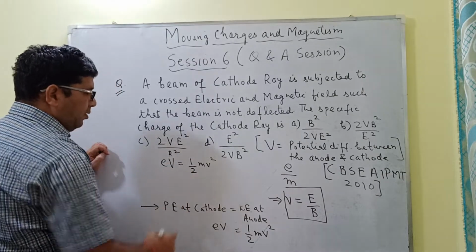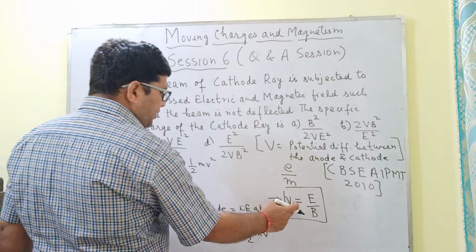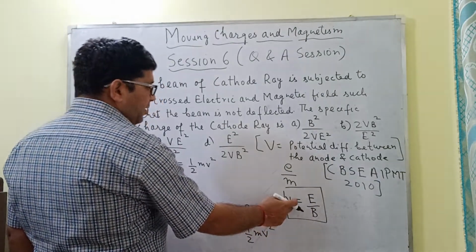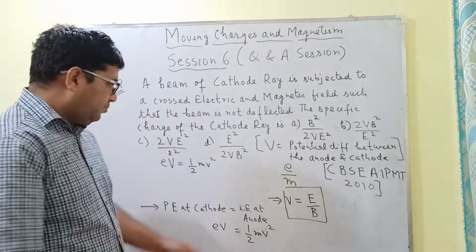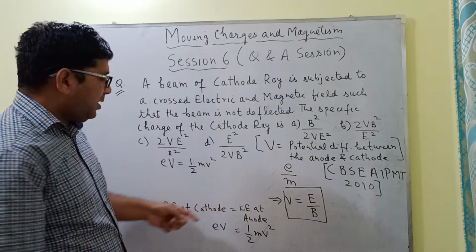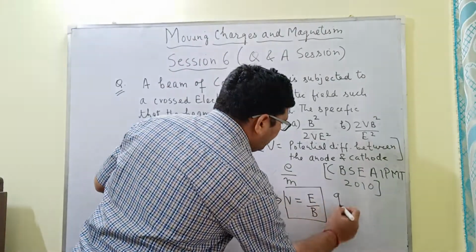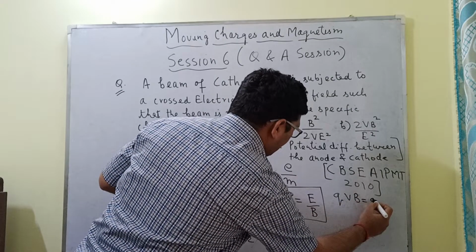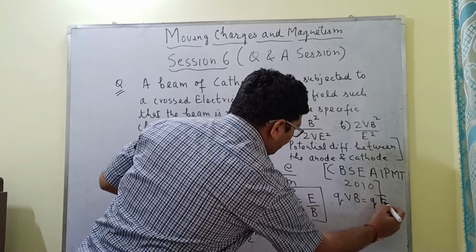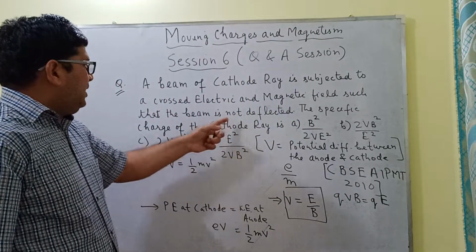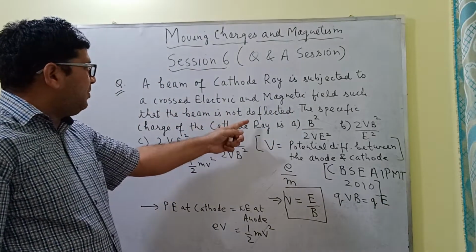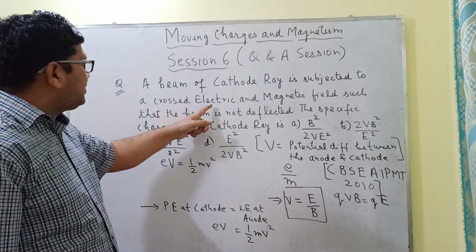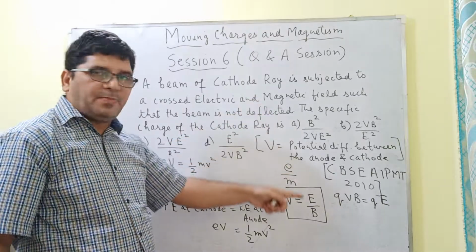And now I will be substituting the value of v. This is the velocity of the electron, which I have found from the relation qvB is equal to qE, because this electron beam is not deflected, and it is subjected to an electric field and a magnetic field, which are perpendicular to each other.